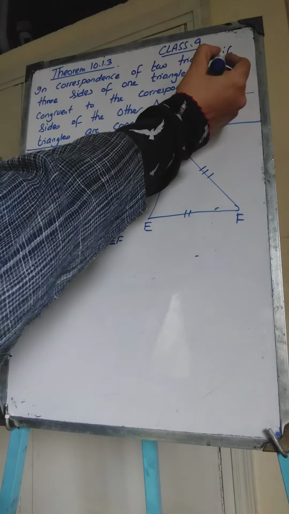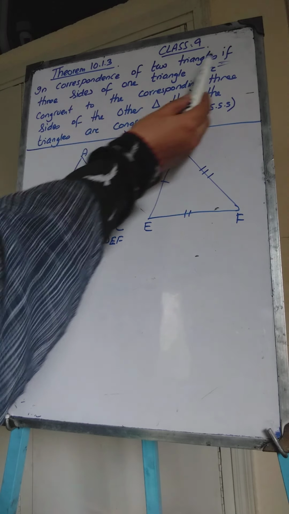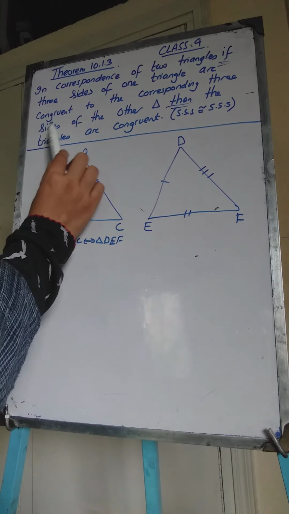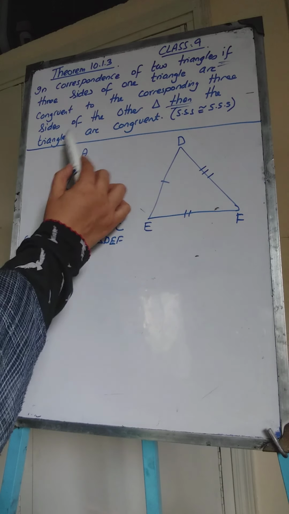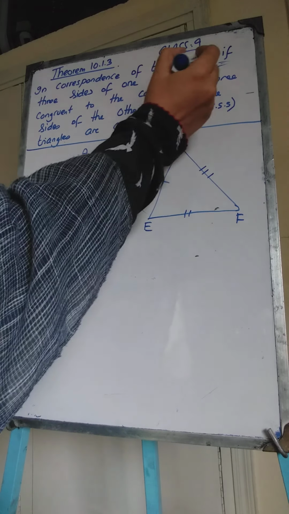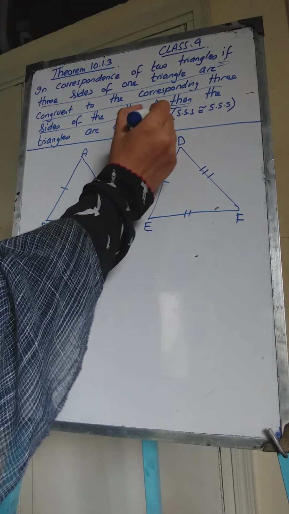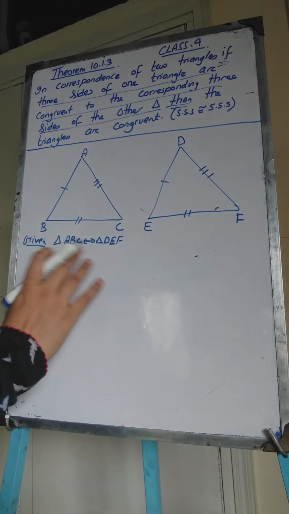So the statement after "if" conveys the given to you. After "if" we have three sides of one triangle are congruent to the corresponding three sides of the other triangle, then the triangles are congruent. So we are given that three sides of one triangle are congruent to the three sides of this triangle, as well as corresponding.